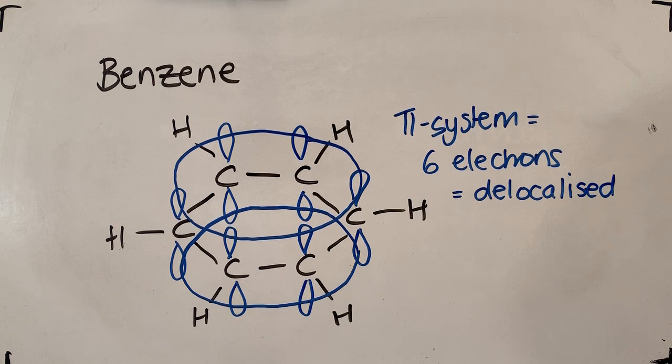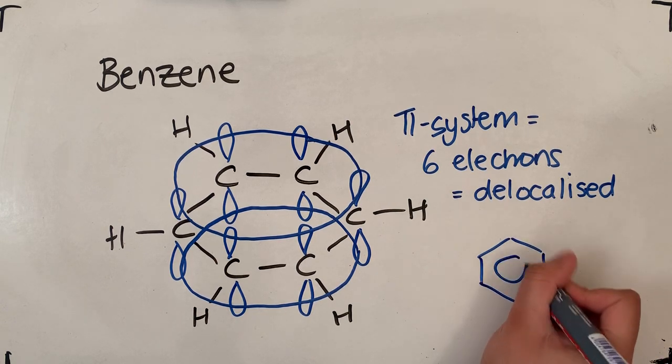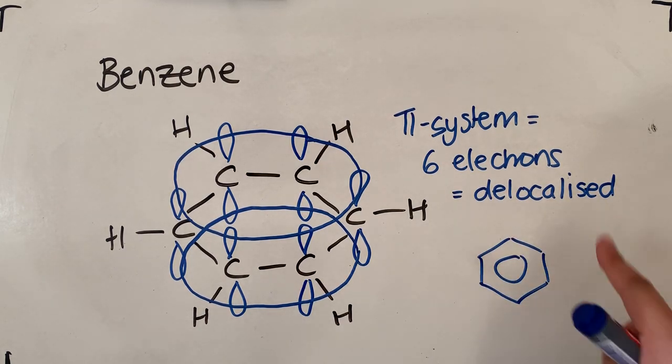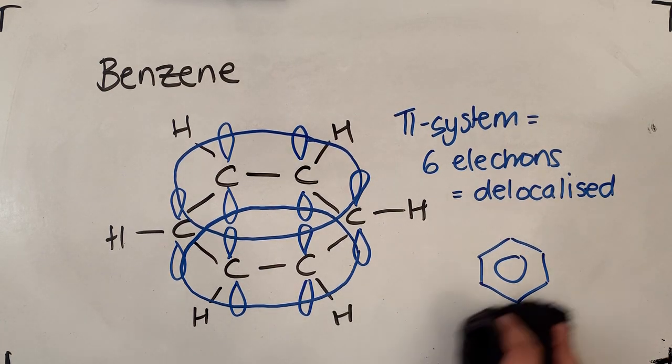So that's our structure of benzene. We've got that delocalized system, and that gives rise to this drawing, that model that we use for benzene. So we've got 6 delocalized electrons that are free to move over those 6 carbons found in that ring. Let's now have a look at an alkene.